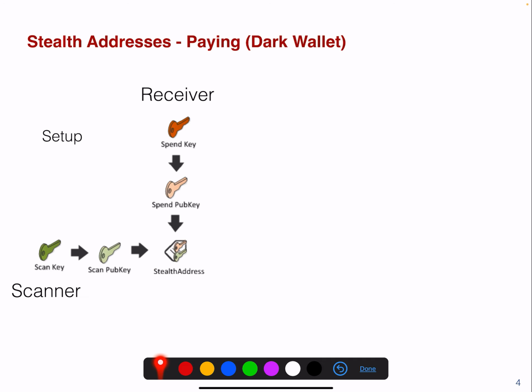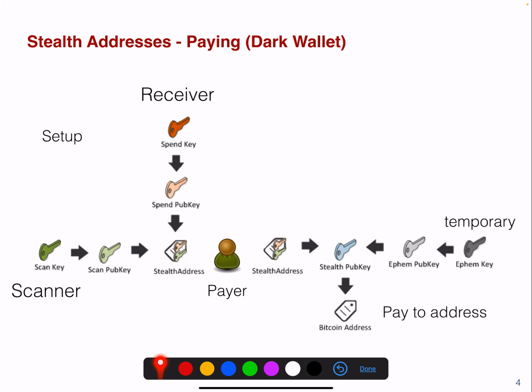So one other stealth address approach, which was implemented by Dark Wallet, there's nothing dark about it, it's just a privacy-preserving wallet, is the following. You have a receiver, who has the spend key, and you have a scanner, which has a scan key, right? And from the private key, you can always derive a public key, right? And so given the scan public key and the spend public key, the receiver can then generate a stealth address.